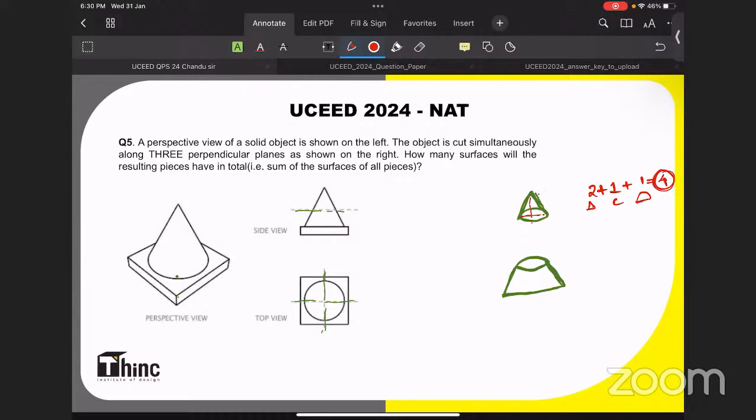So the total surface in this figure will be 4 into 4, because we just cut it into 4 pieces. So that is equal to 16. Keep the 16 aside. We will come back to that 16 later. Now comes to this one. We are also going to cut this.